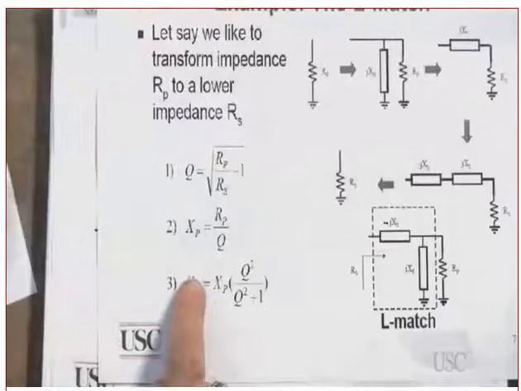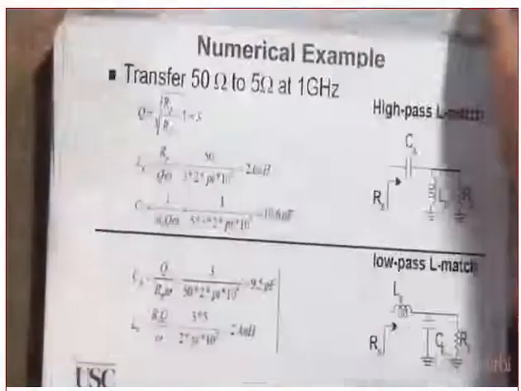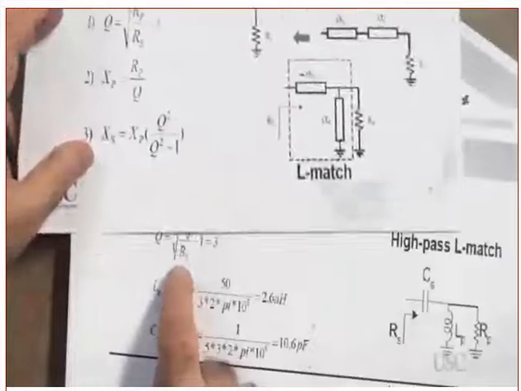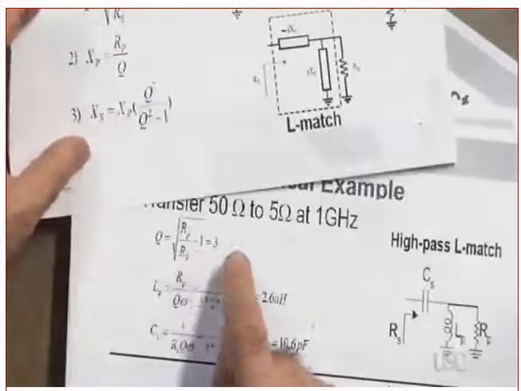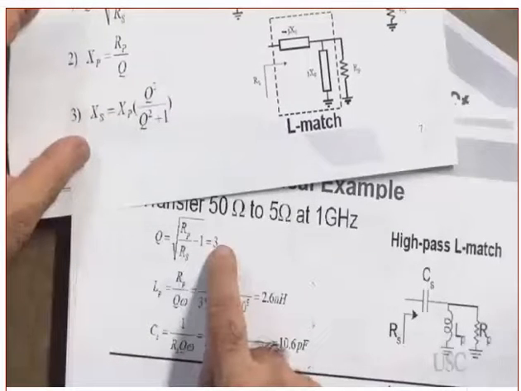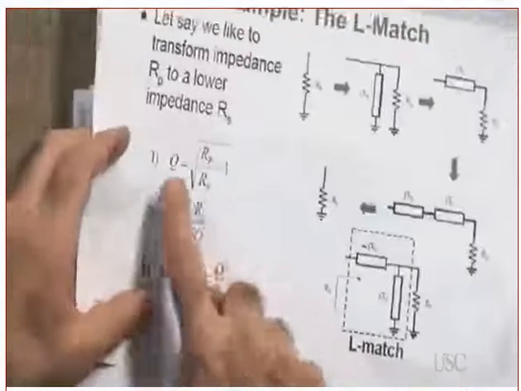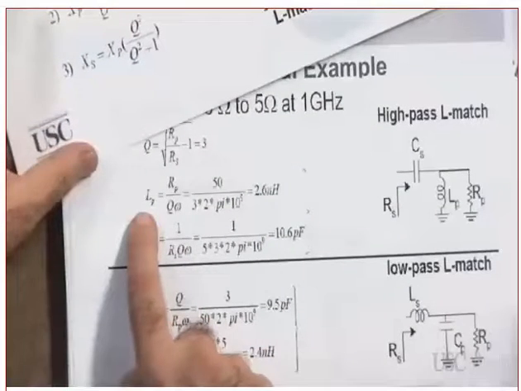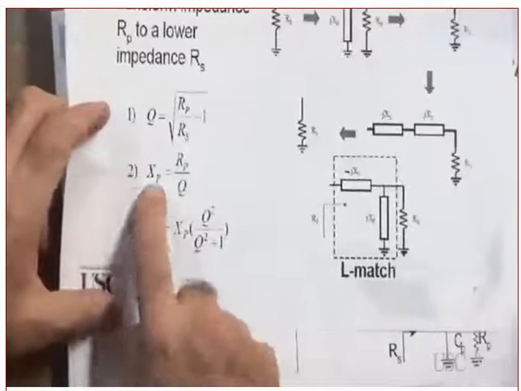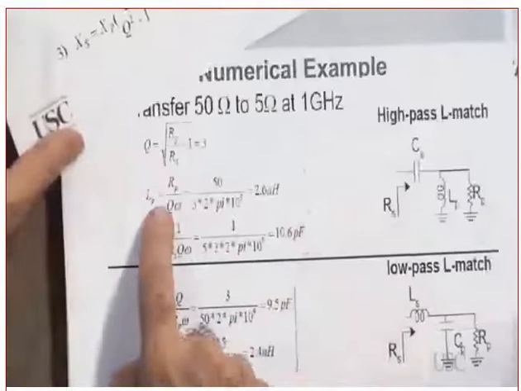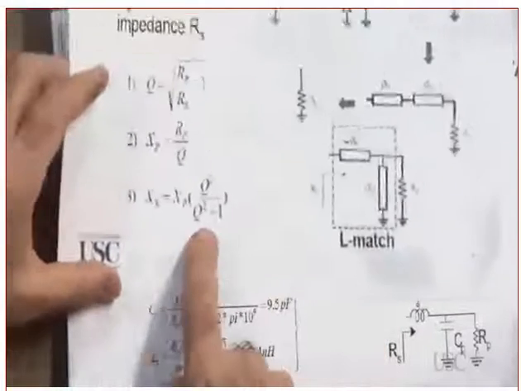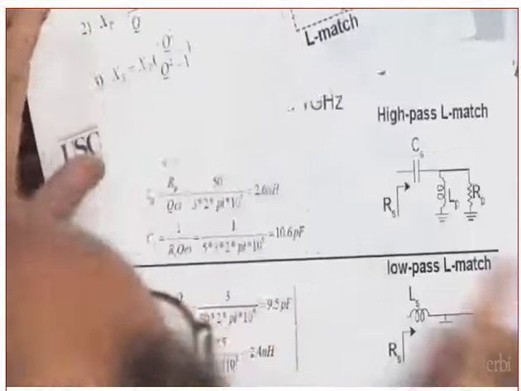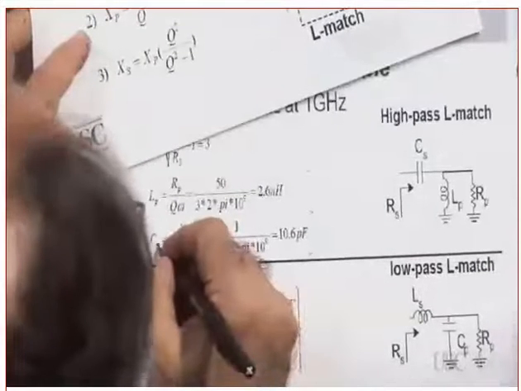Okay. So you understood this equation? You plug it in the equation. What do I have? The Q is the square root of RP over RS minus 1, which is equal to 3. Yes or no? You take this Q and substitute it here to find XP, and when you find XP, then you can find LP. Clear? And then you plug it in here to find CS. Clear?